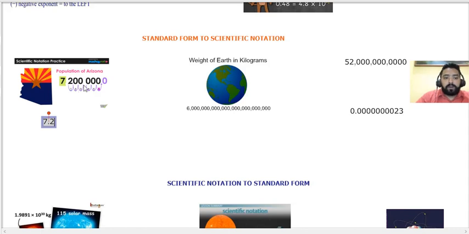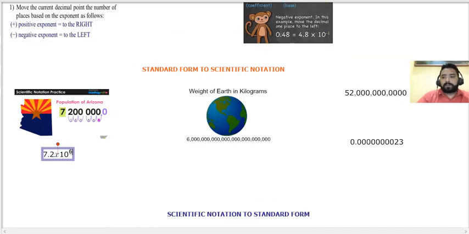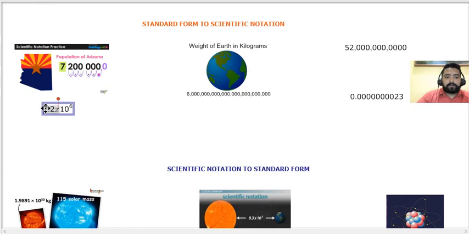Then we start counting: 1, 2, 3, 4, 5, and 6. We move until the end, so in this case we move 6 units, so it's going to be 7.2 times 10 to the positive 6. It's positive because remember we moved to the right. So the population of Arizona in scientific notation is 7.2 times 10 to the 6th power. Remember, this 6 means 10 multiplied by 10 by 10 by 10 by 10 by 10, and with this we get all those zeros.